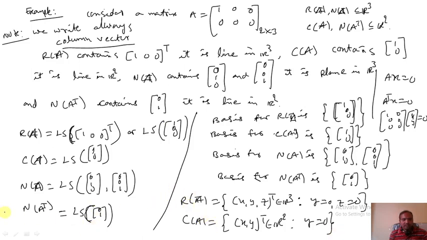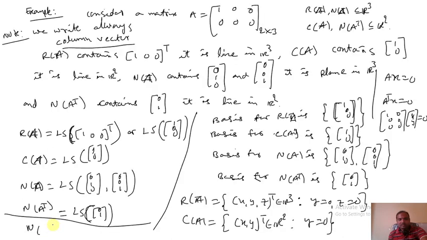Next, I am writing here the null space of A. What is the null space of A? The null space of A is a subspace of R3, the set of (x, y, z) belonging to R3 such that it is a solution of this one.